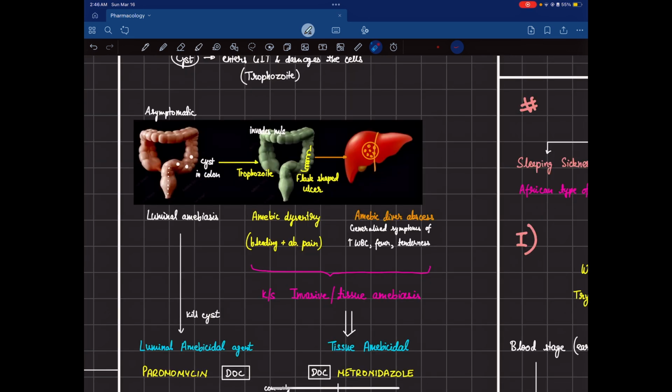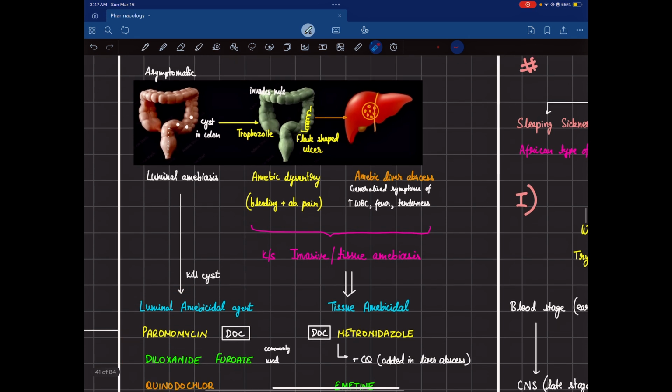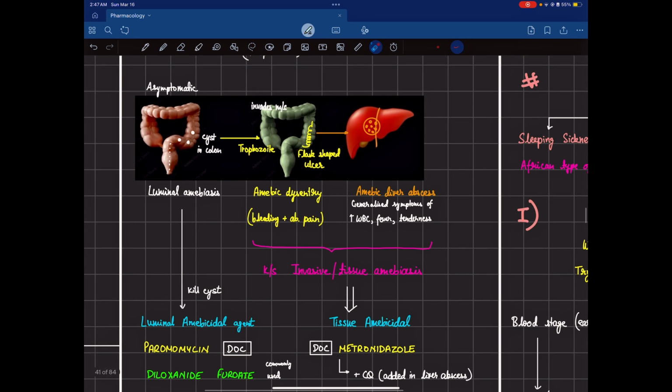When the cyst is in the colon, it's asymptomatic and it's called luminal amoebiasis. And if you kill this cyst, then those agents are called luminal amoebicidal agents. And your drug of choice for that is paromomycin. We'll get on to the drugs in a bit.